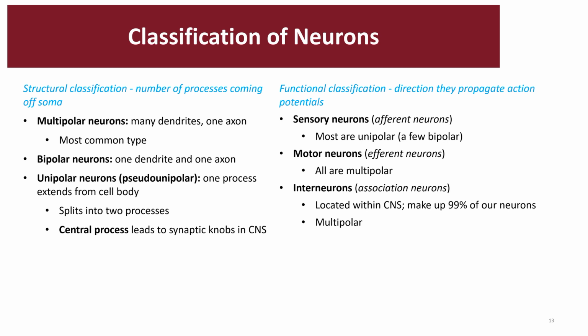Interneurons, also known as association neurons, make up about 99% of all the neurons in our body, and their job is to receive, process, and store information to decide how the body responds. And they're generally going to be multipolar.